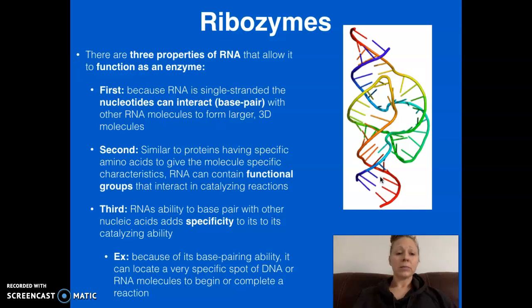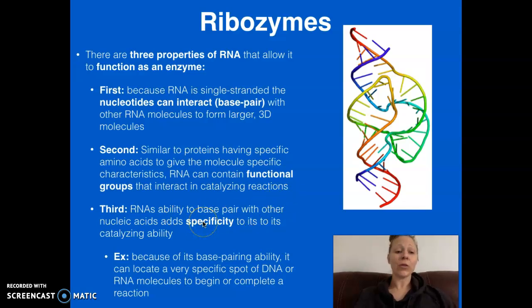A second reason that RNA can function as an enzyme is that it can have functional groups, similar to how proteins have amino acids, and how each amino acid has kind of its own personality. And since these bases can have functional groups, it allows those intermolecular forces to interact in catalyzing reactions.